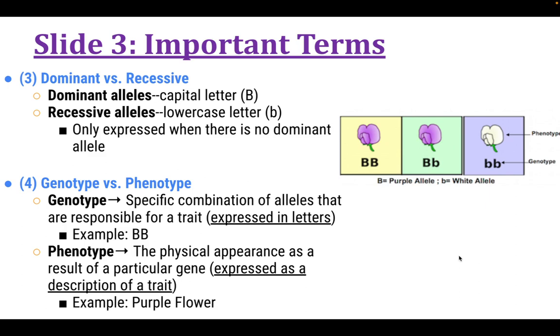When you see genotype versus phenotype, genotypes are the combinations of alleles that the individual can inherit. So we always express those in letters. The phenotype is the physical expression of the trait. So what do we see? So we will say the genotype is little b, homozygous recessive, and the phenotype would be a white flower. In this case, we would say the genotype is big B, and the phenotype would be a purple flower.